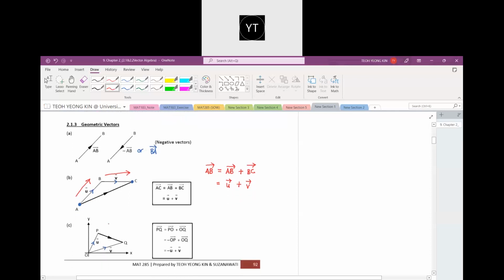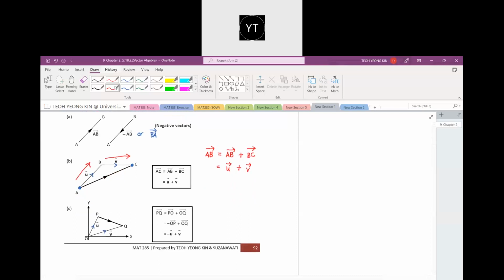Let's say we look at this case. We want to find, case ini we want to find the vector of PQ. Kita nak cari vector PQ.